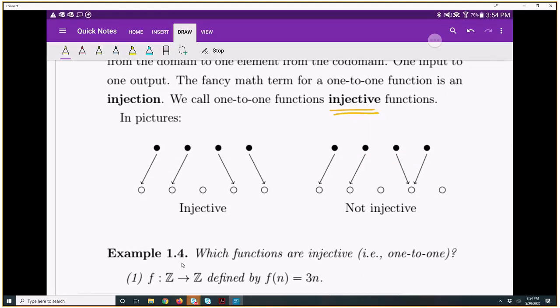So again, we can see a function which is injective here on the left, because each element in the domain is mapped to a different element in the codomain. And it doesn't matter that this element isn't hit. In this case, we can see that the function is not surjective, but it is injective. Whereas here on the right, you have an image of a map that is not injective, because you have two different elements in the domain that are both going to the same element in the codomain. So this is the reason why it fails to be injective.